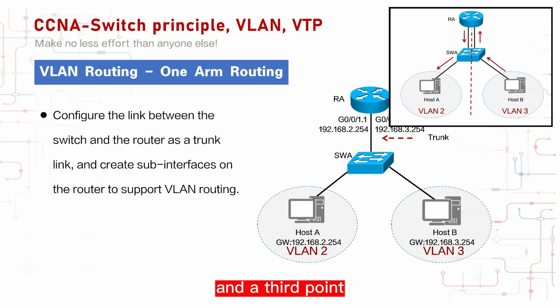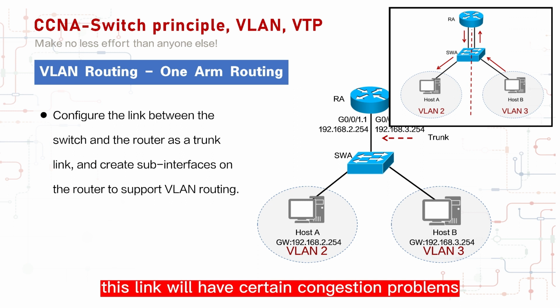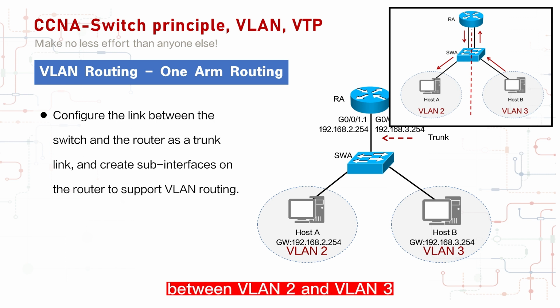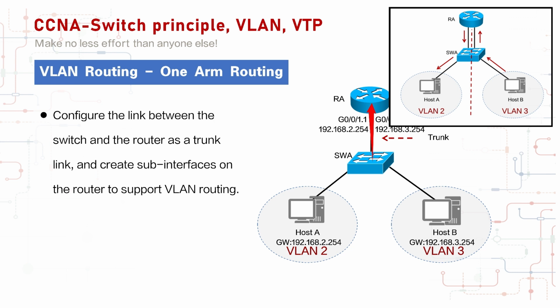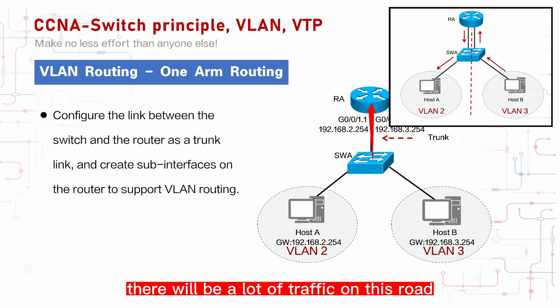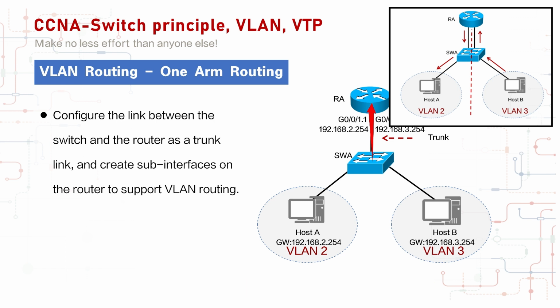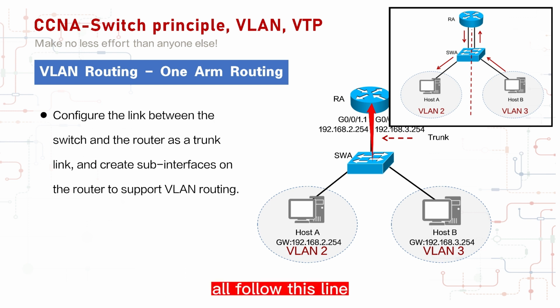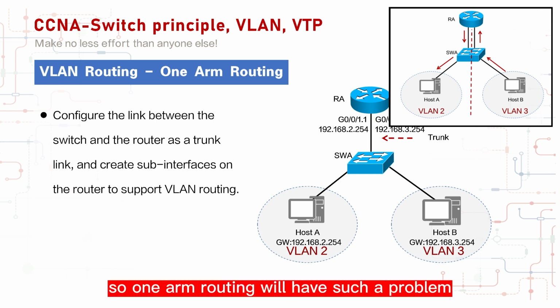And a third point: this link will have certain congestion problems. That is, the current communication traffic between VLAN 2 and VLAN 3 goes this way. In the future, if you access other VLANs, you will also take this route. There will be a lot of traffic on this road, piled on this one line. This is pretty much the same as the single point of failure problem. All interaction traffic follows this line. It is not optimized. So one-arm routing will have such problems.